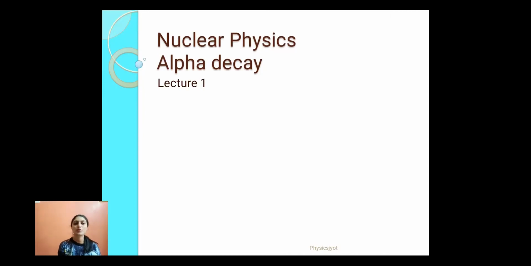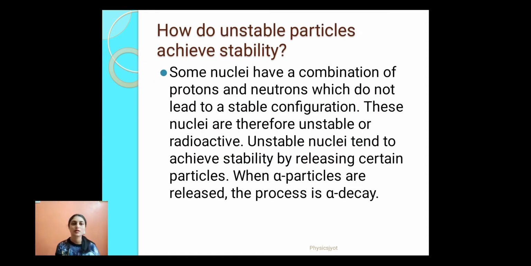Everybody. Today we are going to study nuclear physics, and basically we are going to study alpha decay, and this is lecture 1. First question is, how do unstable particles achieve stability?